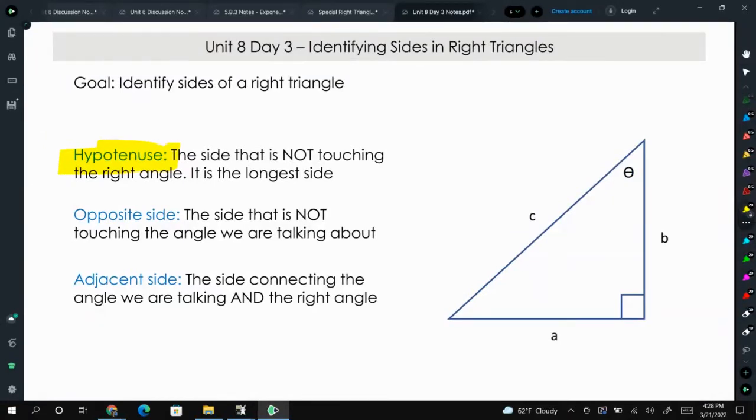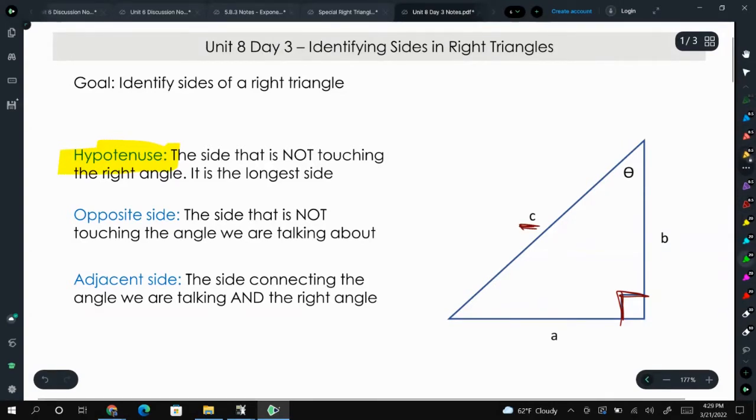So whenever we're labeling these sides, the first thing I like to do is label the hypotenuse because that will be the same no matter what. It's whatever side is across from my box. So if here's my box, my right angle, C is the hypotenuse.